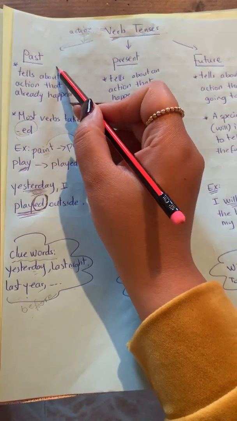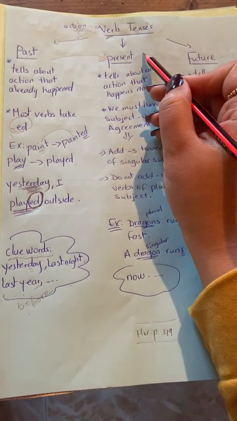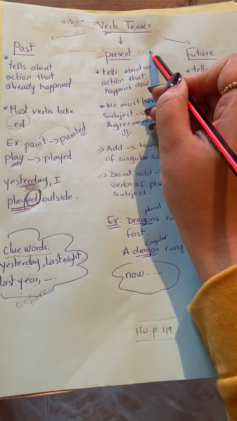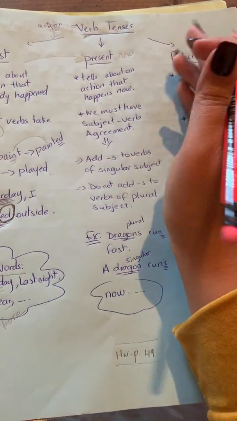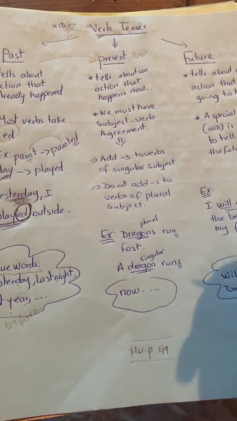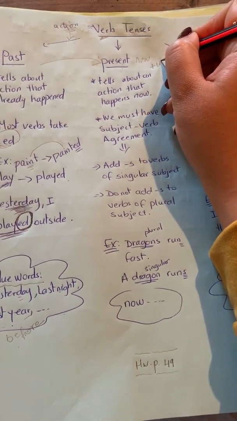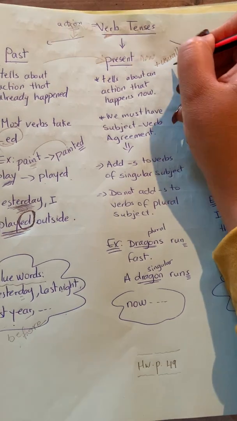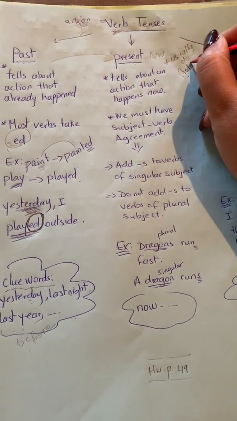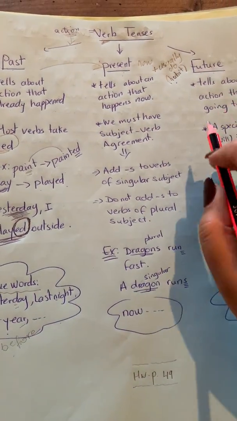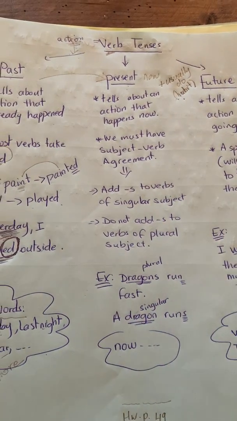Let's move now to the present tense. Present tense is now, things that happen now. Or it tells something that you usually do, which is called a habit. Okay, the present tense shows a habit, something that you usually do.